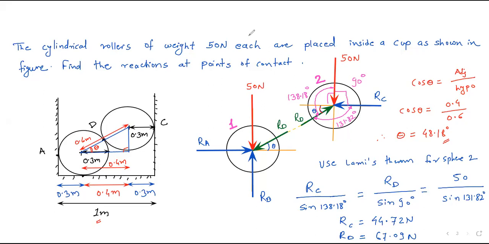Now come to sphere 1. आता बघा इथं. Now after solving this RD, now you know the value of this RD. What is the value of RD? RD is 67.09. So if you come to the sphere 1 now, you can see all forces are inward. So now you can easily use the Lami's theorem. So how to solve by using Lami's theorem?